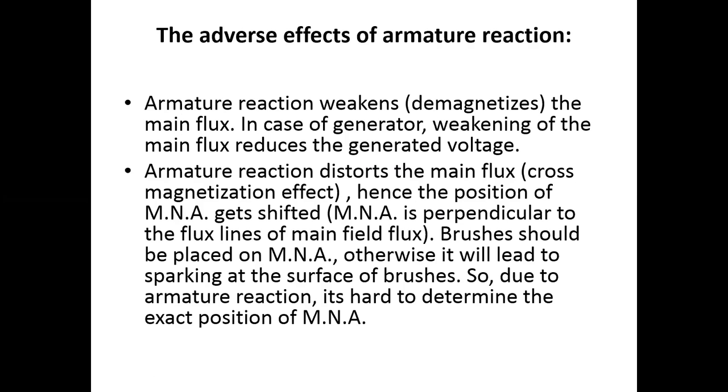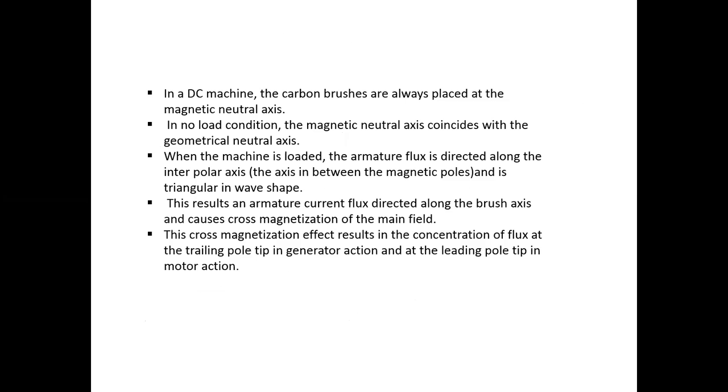The second effect is that armature reaction distorts the main flux, the cross magnetization effect. Distortion happens when the flux is coming from the north pole to the south pole. It simply distorts, just as the dust on the road is distorted whenever air comes or a vehicle moves. Similarly, when armature flux enters, the main flux is distorted. Hence the position of MNA gets shifted.